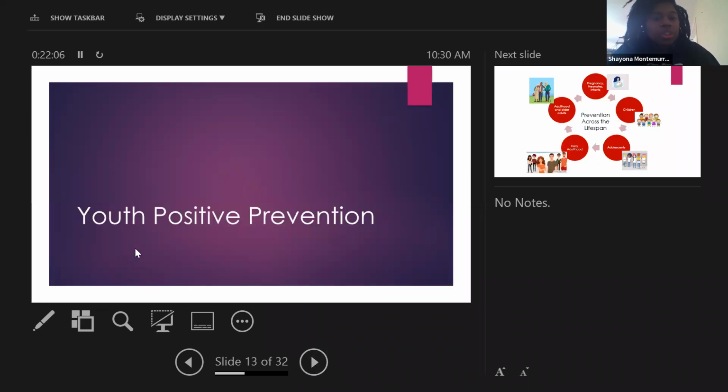Going forward, we're going to go into youth positive prevention. Do I have any other questions concerning risk factors before we move forward?